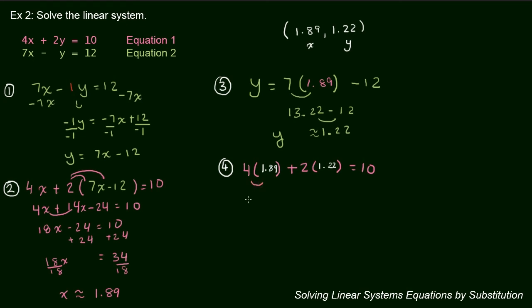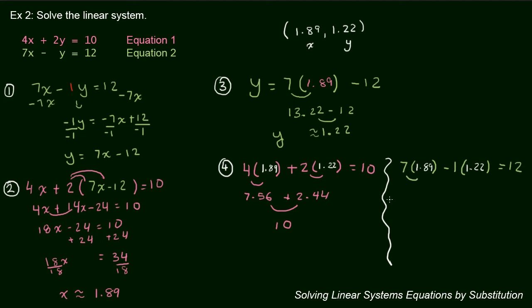4 times 1.89 is 7.56. 2 times positive 1.22 is 2.44. And when you add this, this actually ends up equaling 10. Let's check our second equation. 7 times x minus 1 times y equals 12. Going to replace x with 1.89 and y with 1.22 and simplify.